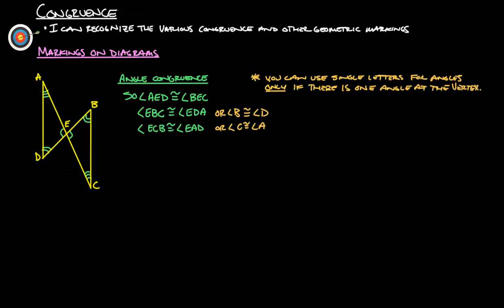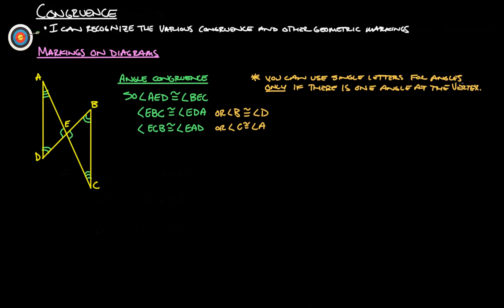Okay, we can also show angle congruence. So all the ones with the same number of arcs in there will be congruent. So angle BEC is congruent to AED, right? And then this angle up here. Since there's only one angle that goes through this here, we can say angle B is congruent to angle D, and that's up here.